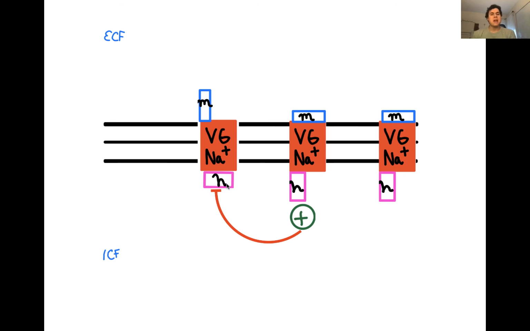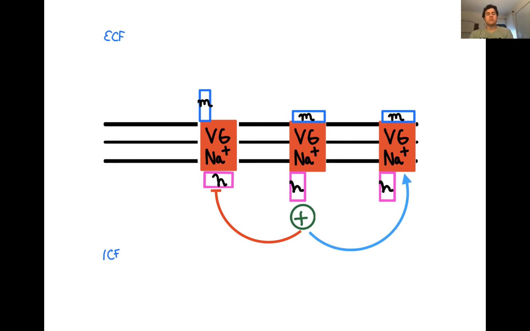Remember that when the H gates are closed, the voltage-gated sodium channel is inactivated. And the only way to reactivate it, or otherwise open that H gate, is a hyperpolarization. So by doing this, we prevent an action potential from firing in the retrograde direction. In other words, we prevent action potentials from moving backwards.